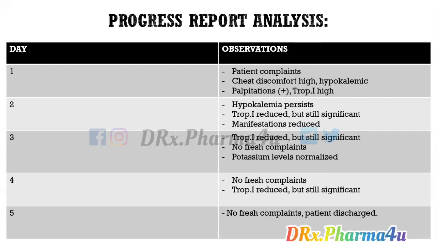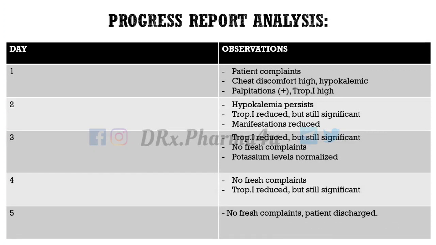So it is good to take selected cases in a month, but to treat them with dedication, to follow them up with dedication. Even if you're taking 5 cases a month, that is more than enough. But you should know A to Z of those 5 cases. And that is what actually makes a good practical skill out of it. So progress report analysis is important. The patient was admitted on the first day with significant complaints. The chest discomfort was very high and the patient was hypokalemic. Palpitations were there and troponin was high.